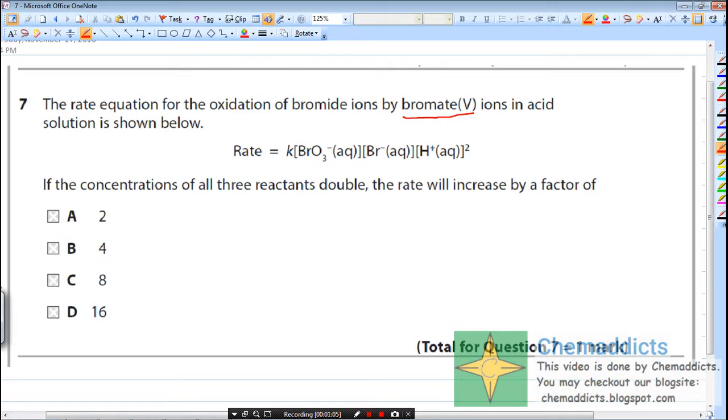Where were we? Yes, we're gonna study the rate equation involving the oxidation of bromide ions and bromate 5 ions in acid solution, as shown below. Okay, so let us at first read the question. The rate equation for the oxidation of bromide ions by bromate 5 ions in acid solution is shown below. Okay, so this is the rate equation that is given over here. So rate is equal to this and this.